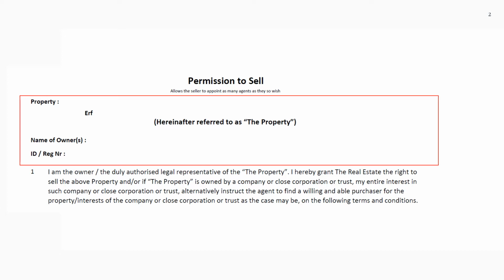The specific first area is the property. What is the address of the property? Followed by the erf number, the name of the owners, be that a company or individuals, and then the IDs or registration numbers.